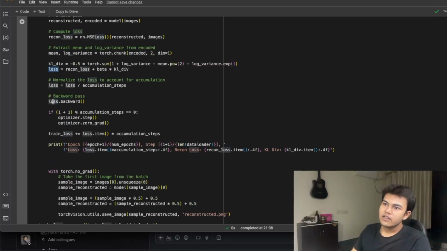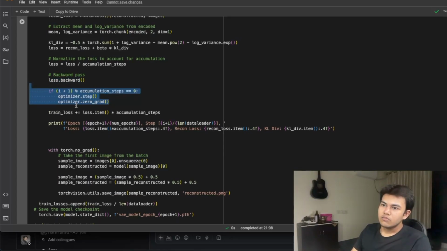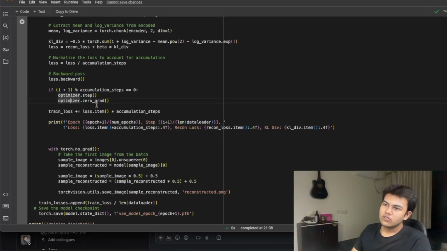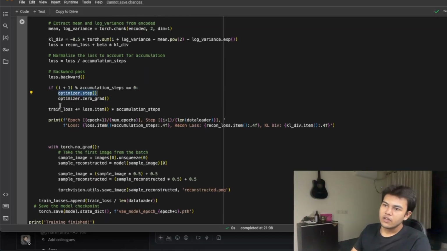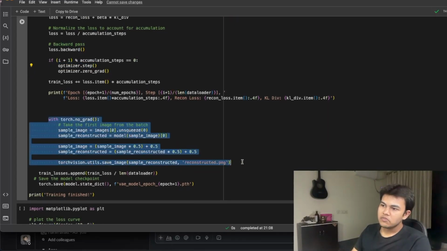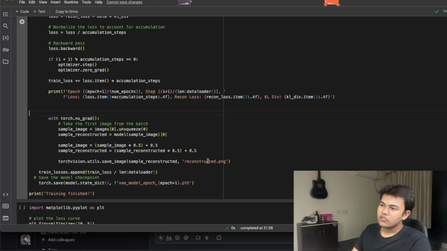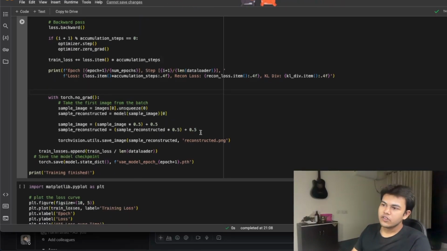Now we have a loss, and then we can do the backward pass here, then optimizer.step and zero_grad, and store the training loss and so on. I also wanted to see the reconstructed image, so at every step I'm generating this reconstructed image, reconstructed.png, which you can try out during training. At every step it will save the image, so you can check how exactly the reconstructed image looks.